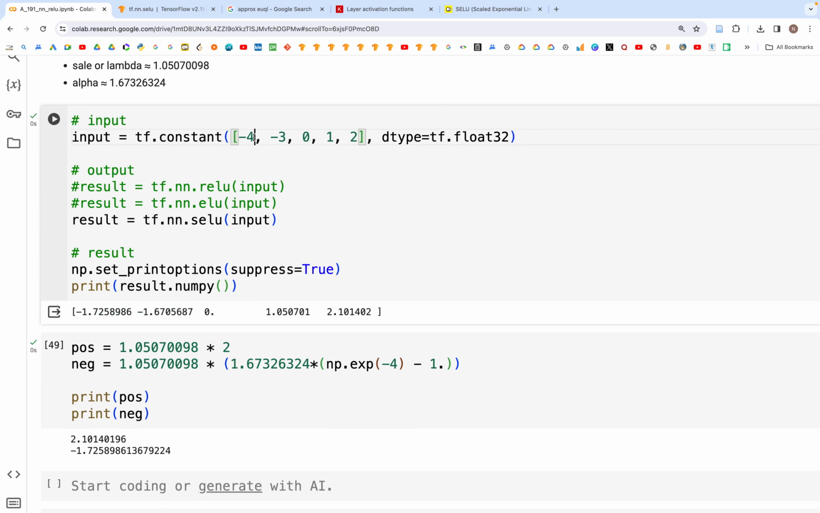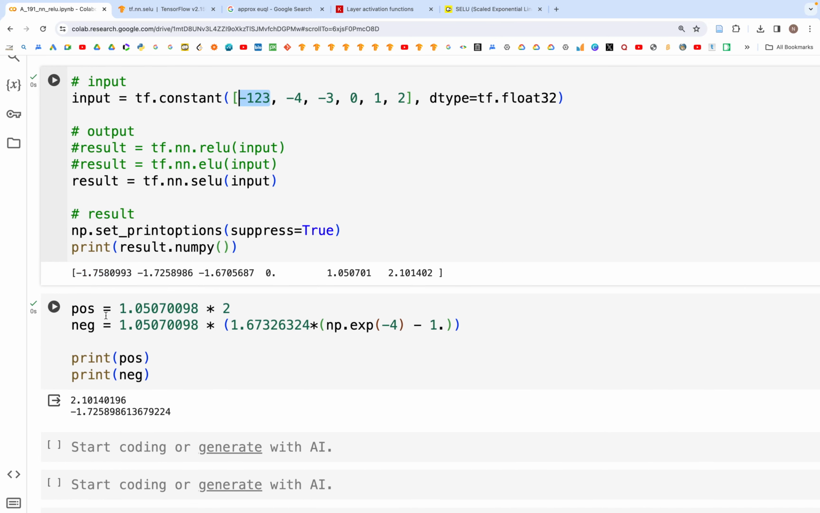If we use a large number, let's say a number that is minus 13, and run this again, then we still get a value that is pretty small as compared to the magnitude of this value. And to double check, we can calculate these values manually.